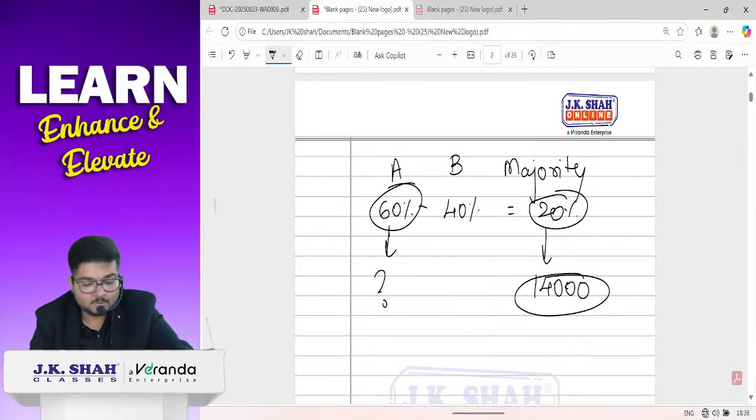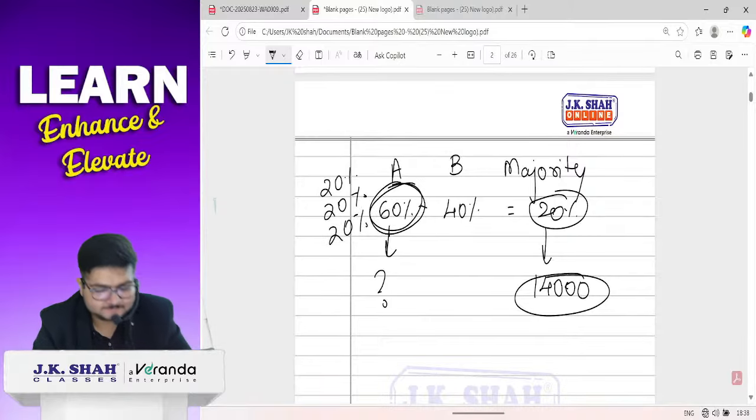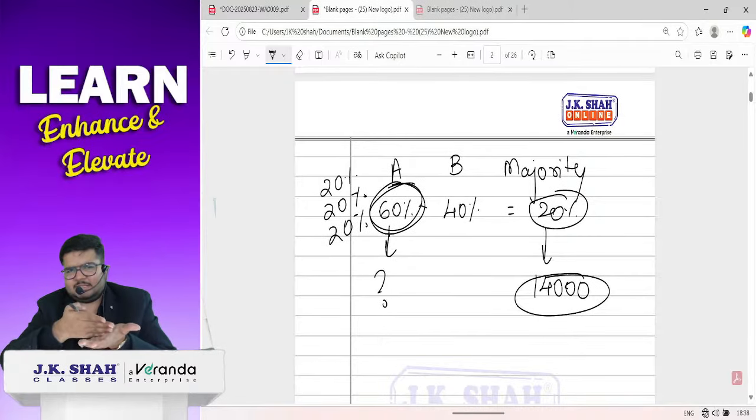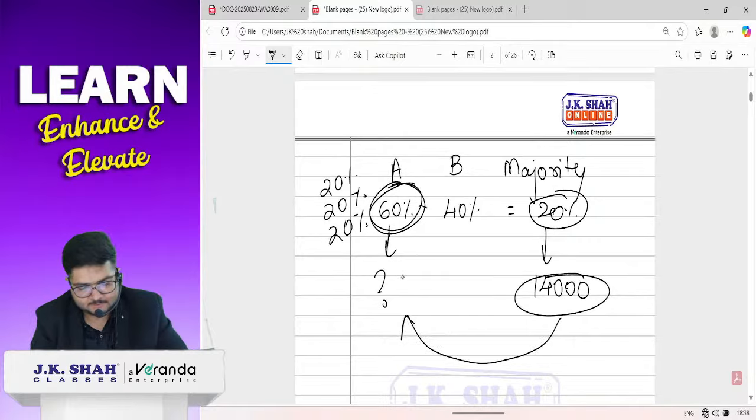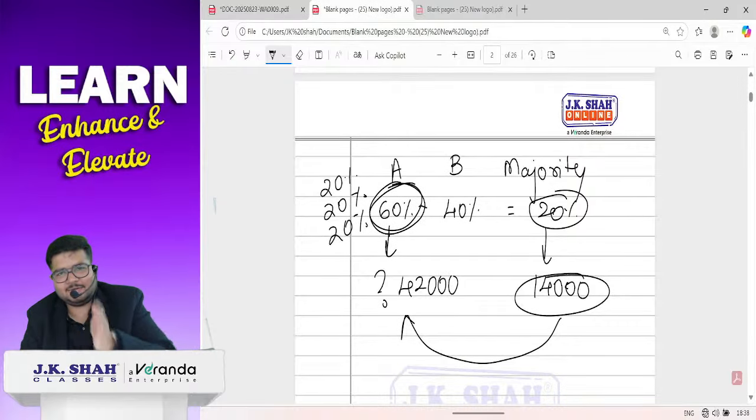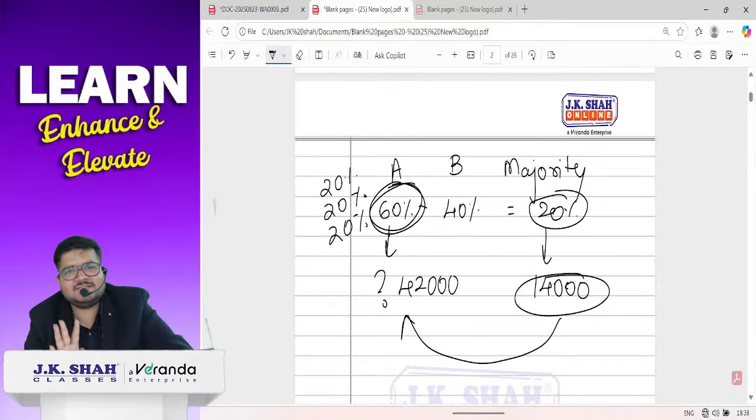Very simple. What is 60%? It is 20%, 20%, 20%, 3 times, right? That means what is 20%? 14,000. So you have to do 14,000, 14,000, 14,000, 3 times, which is 42,000. Because 60% was 20, 20, 20, so the value of 60% will be 14, 14, 14. 42,000. I hope you understand how percentages work.